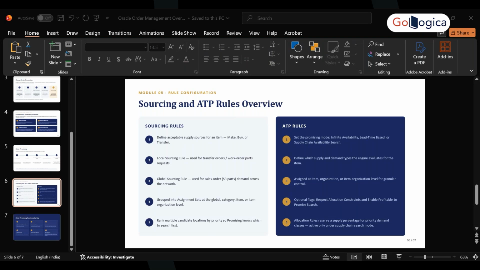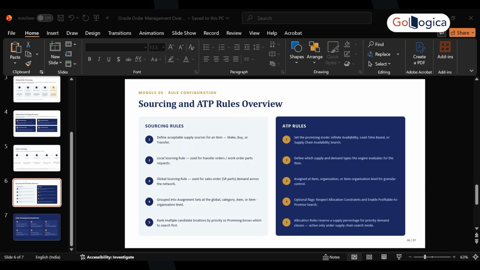Next one is supply chain availability search, which is the most advanced ATP mode, and it is commonly used in Oracle Fusion implementations. Oracle performs a complete supply chain search before confirming the delivery date. The system evaluates on-hand inventory, purchase orders, transfer orders, manufacturing orders, plant supply, inventory reservations, and goods in transit. Only after evaluating all the available supply sources does Oracle return the final promise date, and this mode provides the highest level of delivery accuracy.